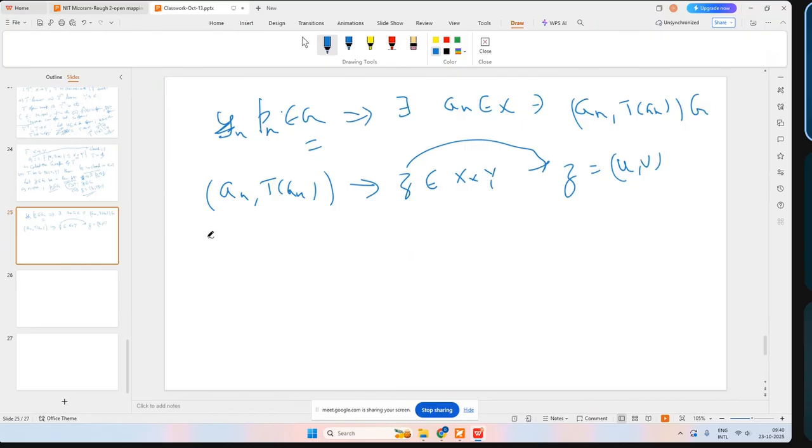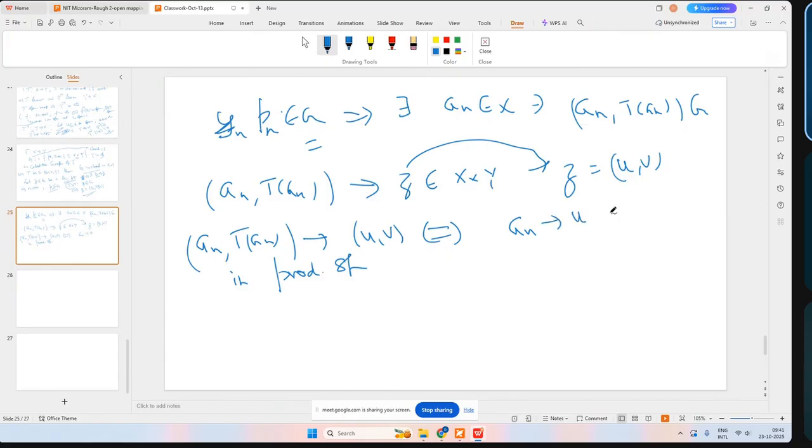Now this (An, T of An) converging to this Z, Z is nothing but (U, V), and since this is in product space, this implies that An converges to U and T An converges to V.